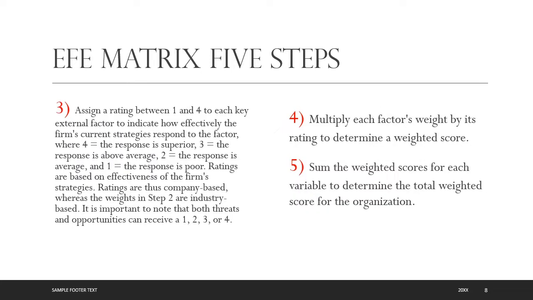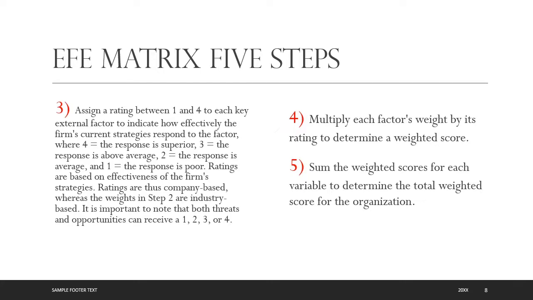The third step is we assign a rating between 1 and 4 to each key external factor to indicate how effectively the firm's current strategies respond to the factor, where if 4, the response is superior; if 3, the response is above average; if 2, the response is average; and if 1, the response is poor. Ratings are based on the effectiveness of the firm's strategies. Ratings are thus company-based, whereas the weights in step 2 are industry-based. It is important to note that both threats and opportunities can receive a 1, 2, 3, or 4.